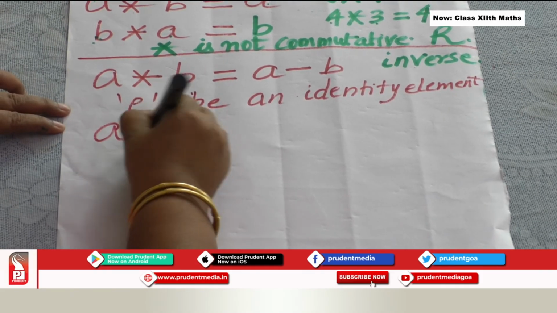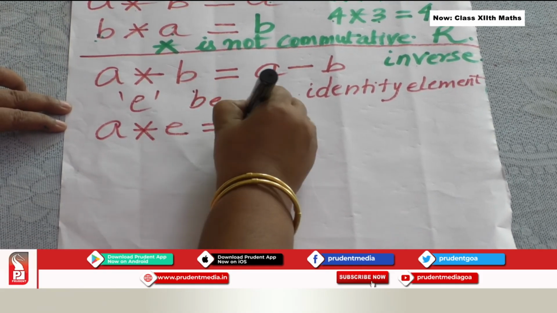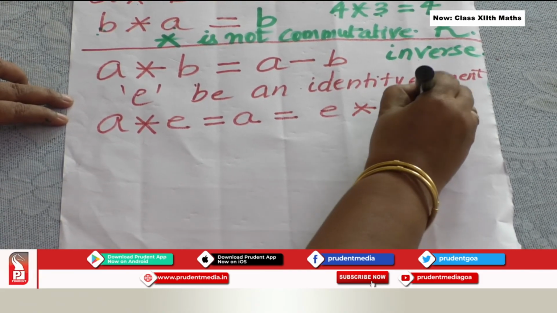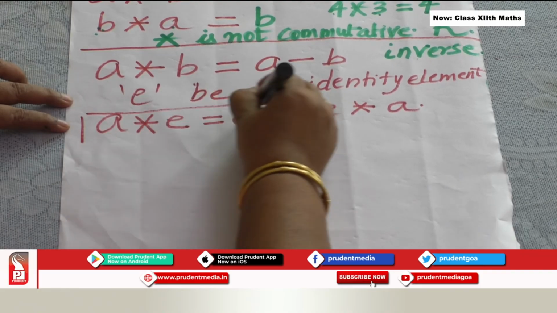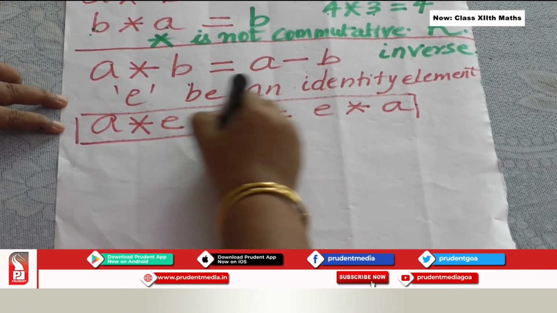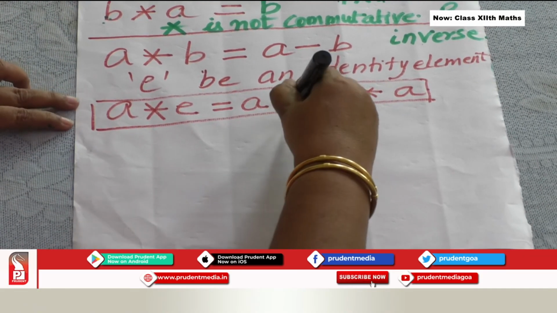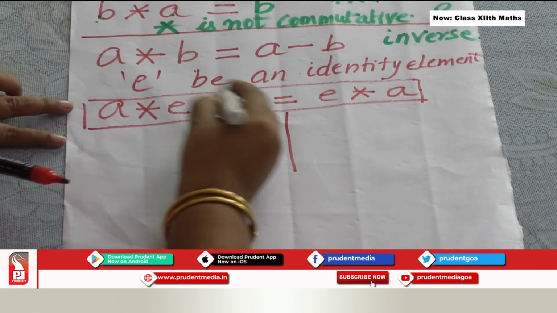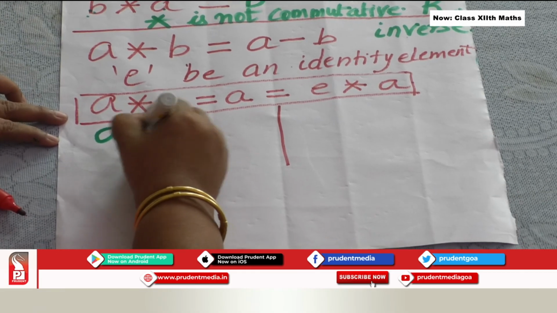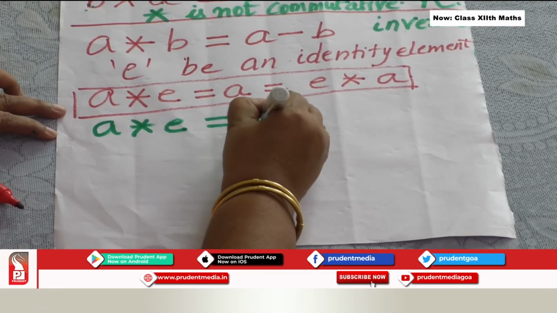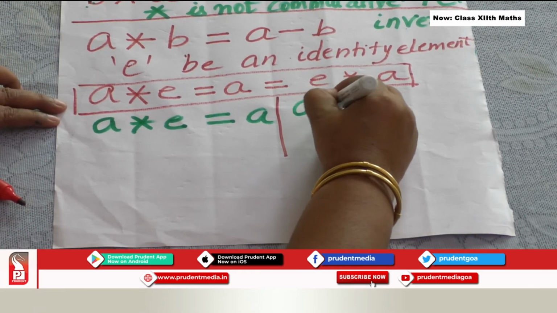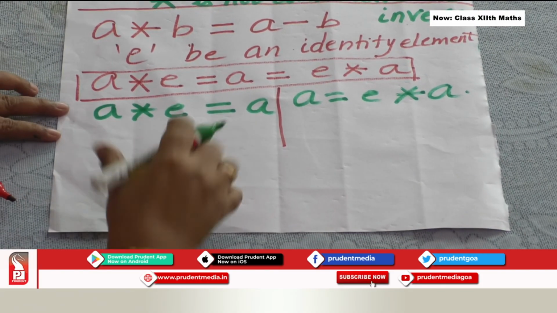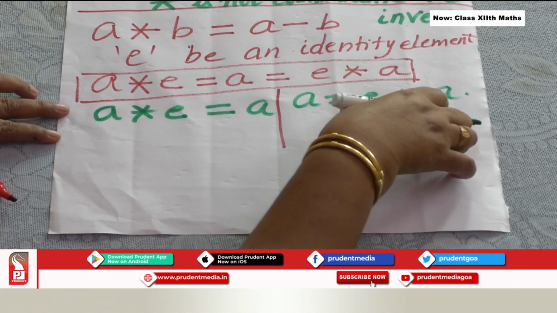A star E equals A equals E star A. I have taken this example purposely. Just see what is happening here. I will take both sides. First, I will take A star E is equal to A, and on this side I will take A is equal to E star A. This is clear to you all?